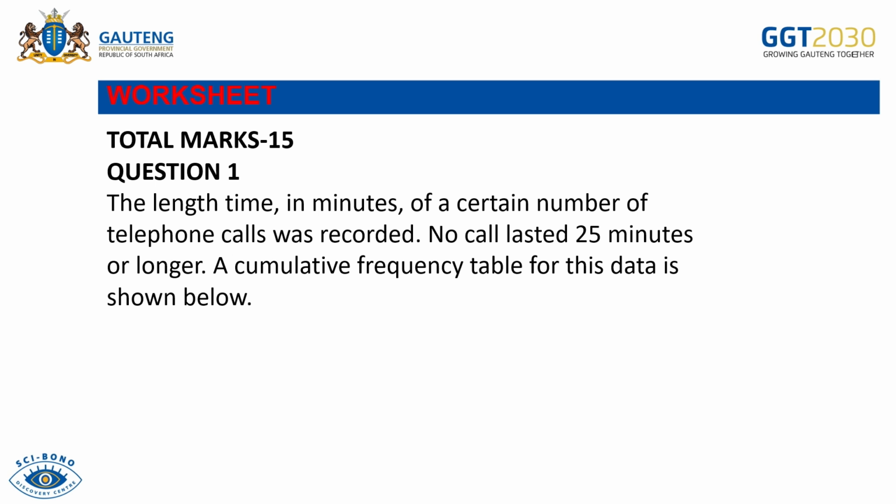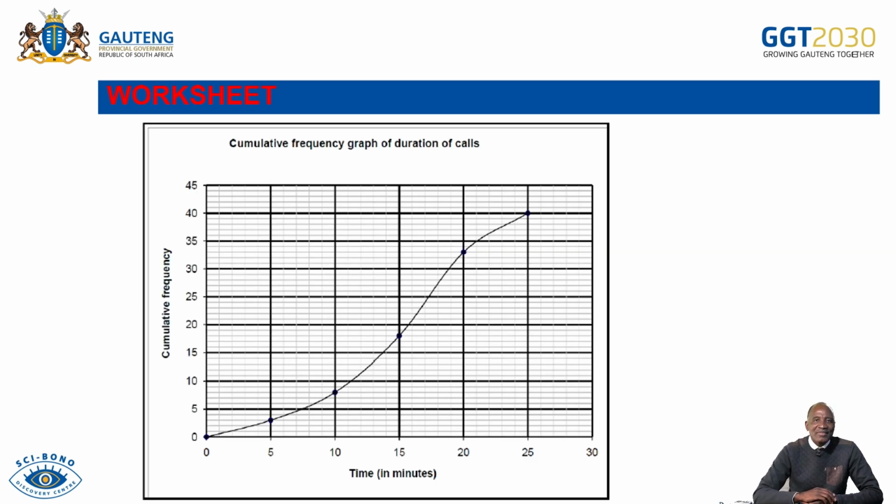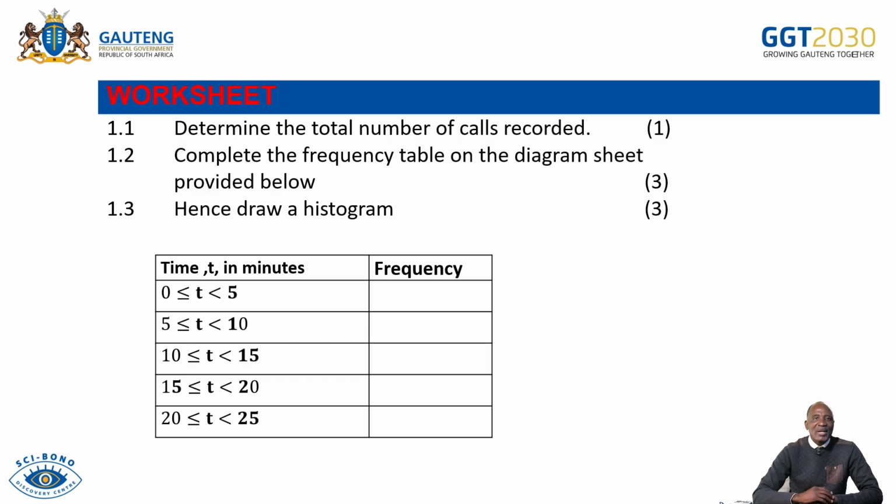It is worth 15 marks. The length of time in minutes of a certain number of telephone calls was recorded. No call lasted 25 minutes or longer. A cumulative frequency table for this data is shown. It was drawn for you, grounded at 0. You need to start this diagram and answer the questions that follow.